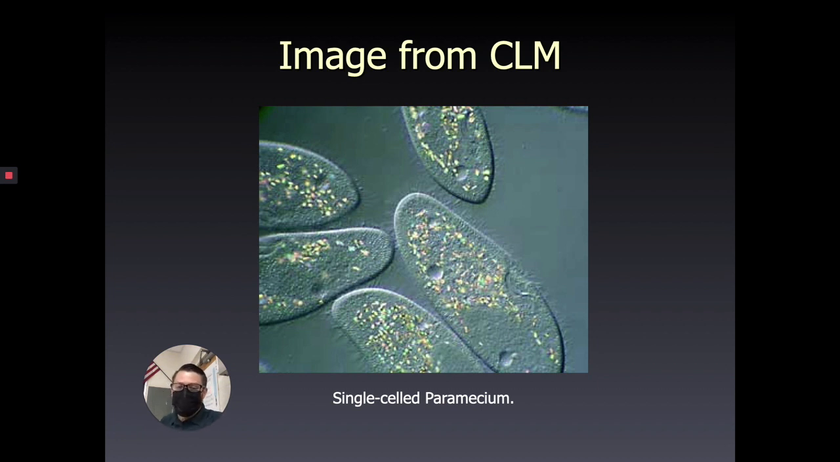Now, since the light is passing through the sample, what we're going to see here is the inside of those paramecium. So we're seeing the outside boundary of the paramecium and the little hairs that surround them that help them swim around in their environment. And then we're seeing all the little bits and pieces inside those cells.